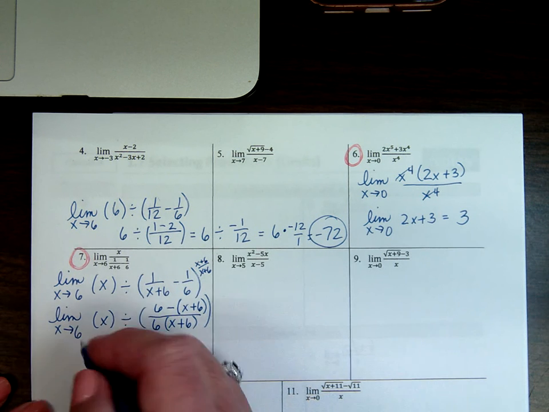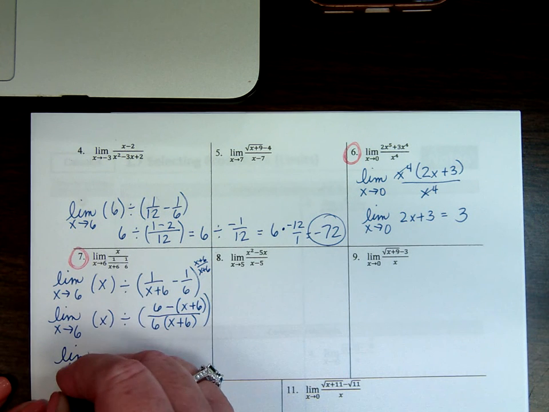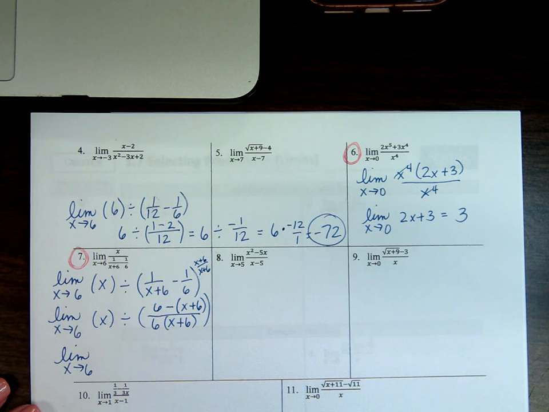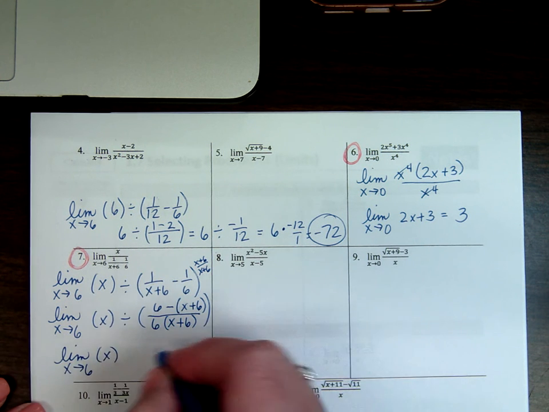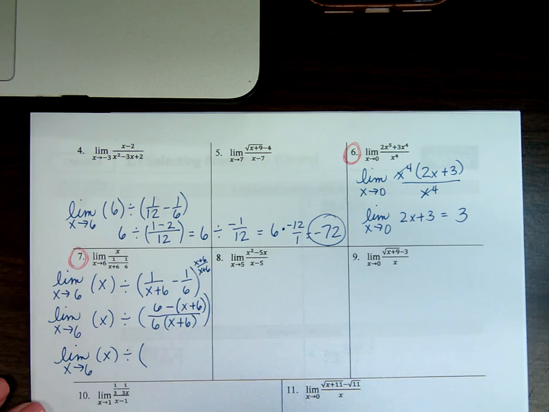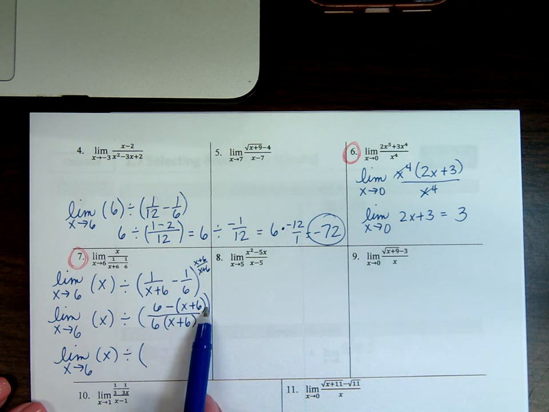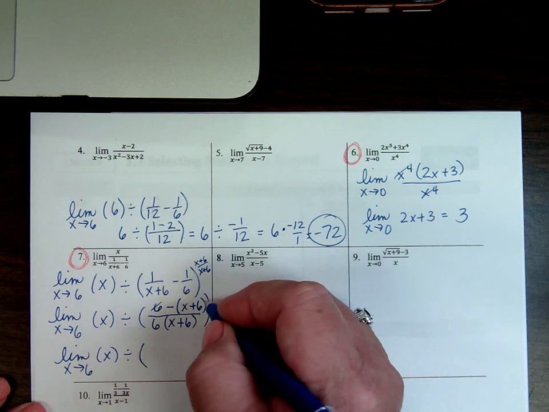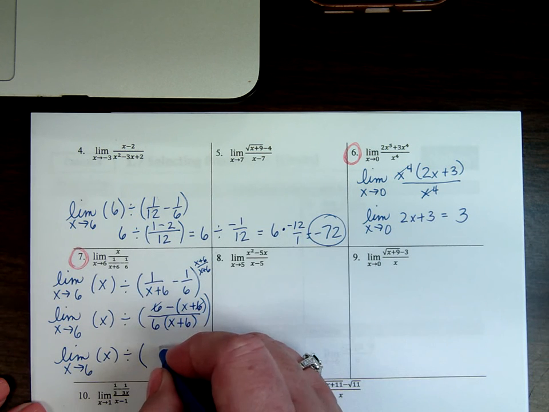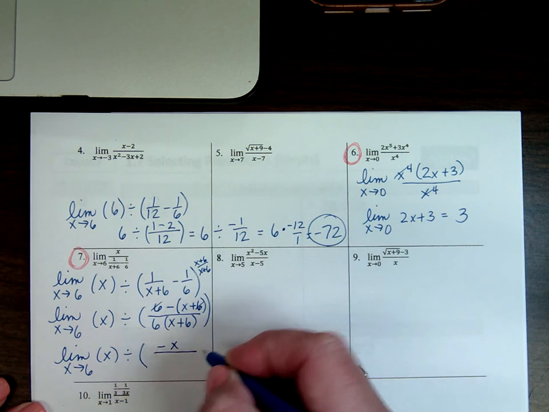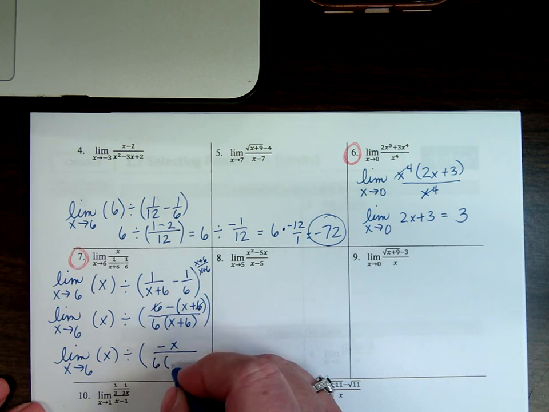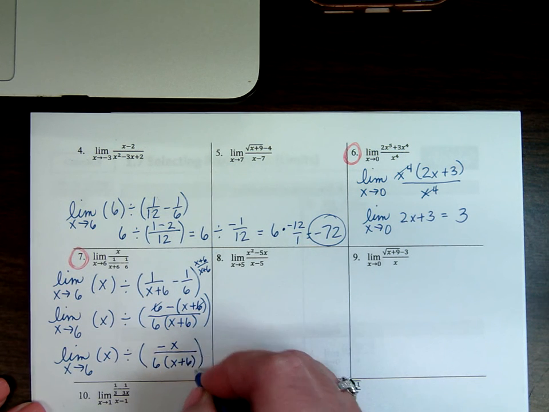Okay, now next step, same thing. And yes, you need to keep this notation every single time. Limit of x divided by... how can I make this better? Let's think. I have 6 minus x minus 6. My 6's are going to cancel. And I'm going to be left with a negative x over 6 times x plus 6.